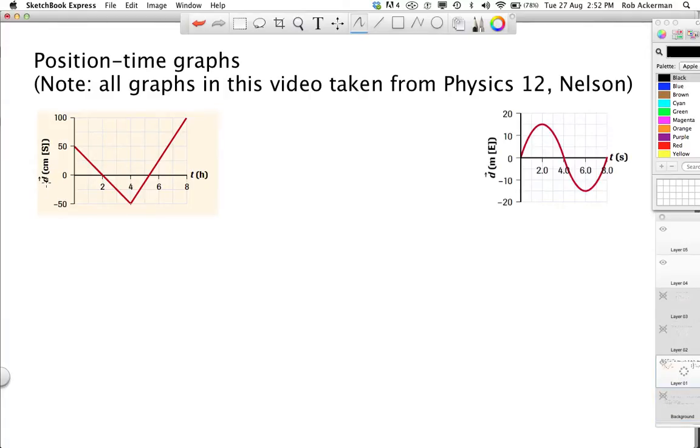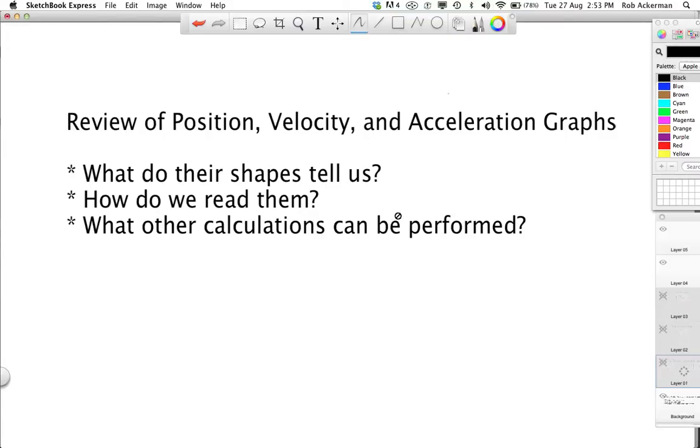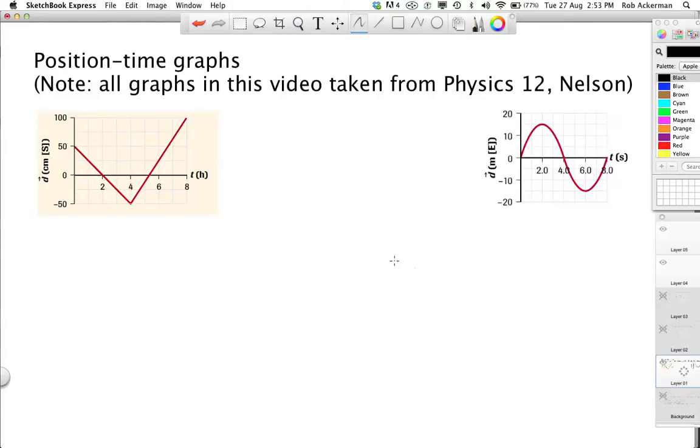D vector is position. It has a magnitude in centimeters and a direction south. There should also be a reference point, but I think the book wants you to assume that the reference point is the origin, and the time is measured in hours. This graph over here is, as you notice, curved, whereas this one is straight lines, and that's why I wanted to include both of them. So first of all, as I said in the intro, we're going to look at what their shapes tell us. So let's make a few notes about the actual shapes.